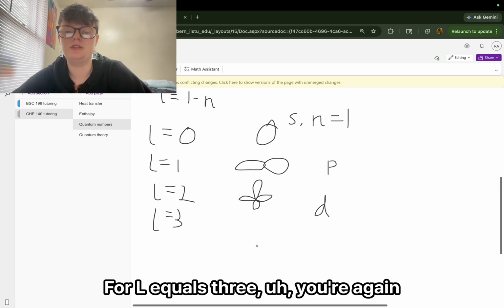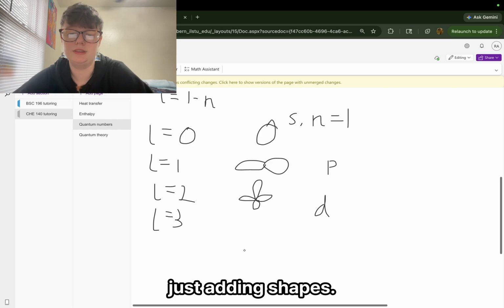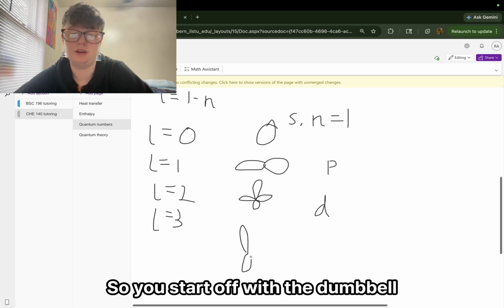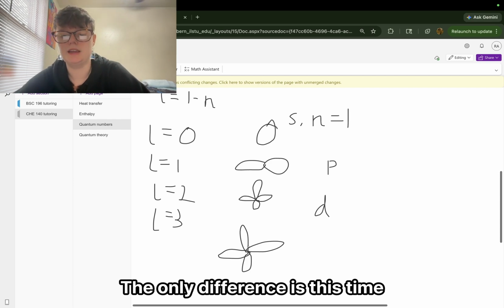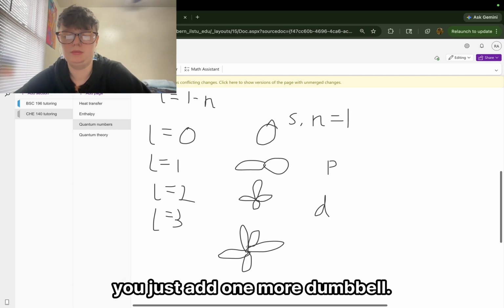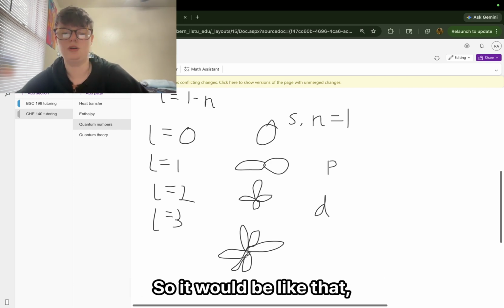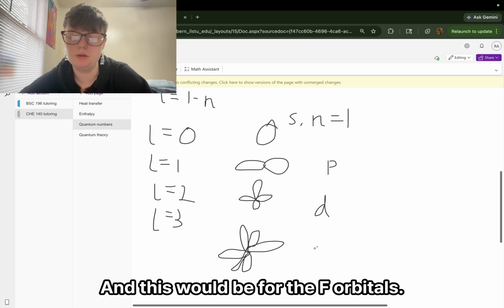For L equals 3, you're again just adding shapes. So you start off with the dumbbell, or like the double dumbbell. The only difference is this time you just add 1 more dumbbell. So it would be like that. And this would be for the F orbitals.